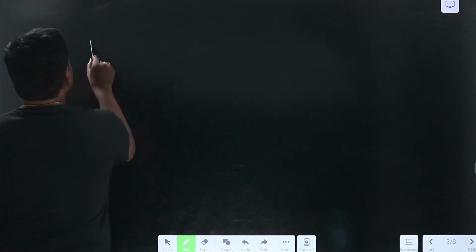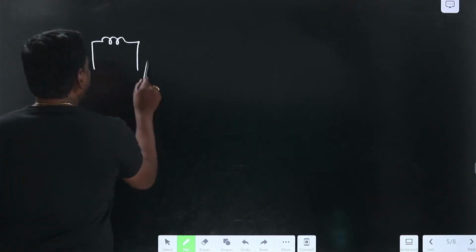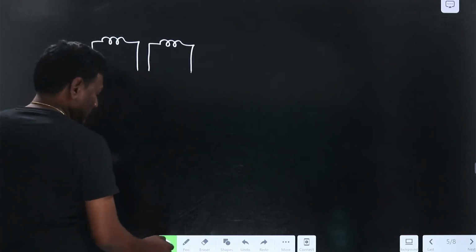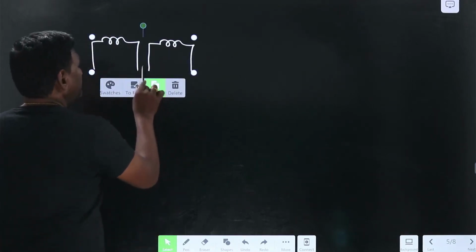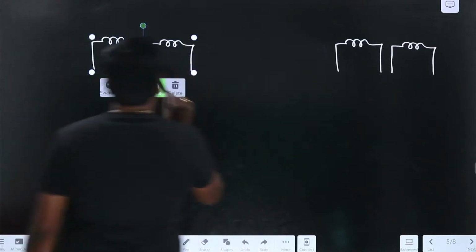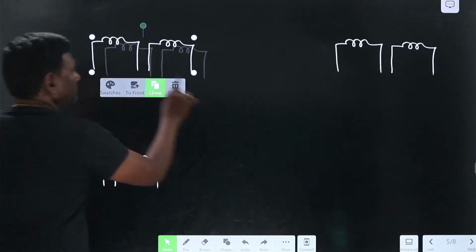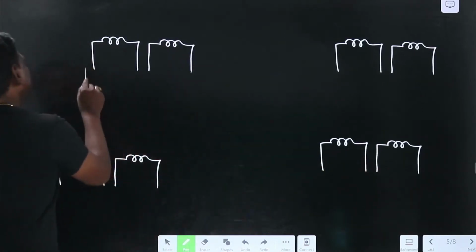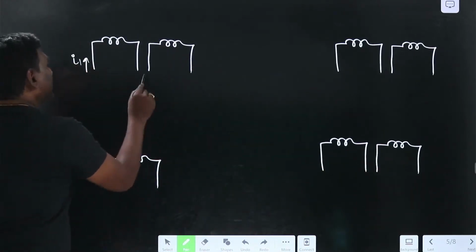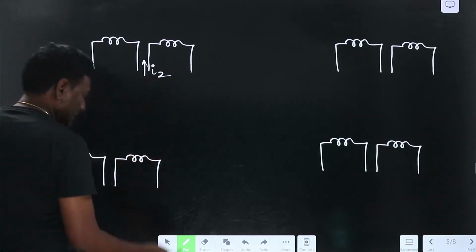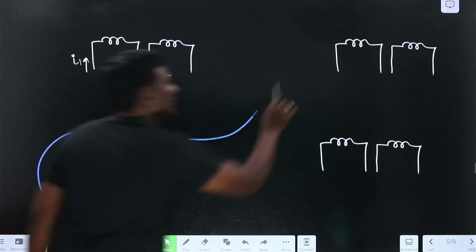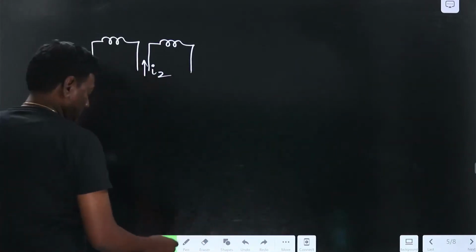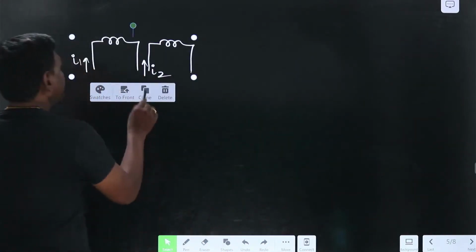Before solving the problems, we have to understand a few things. See here, if I have two magnetically coupled inductors, with current I1 like this and current I2 like this.